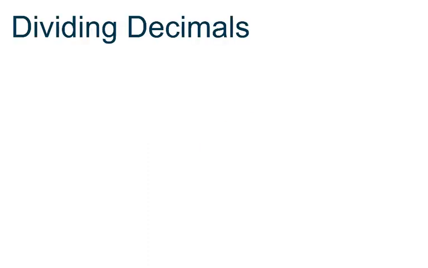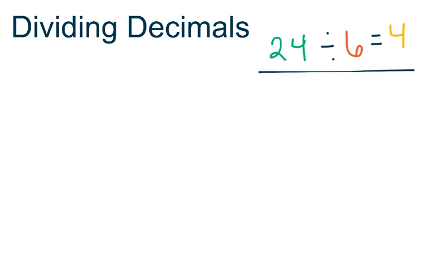Before we go into dividing decimals, let's just take a step back to review some division terms and long division procedures. Here we have the problem 24 divided by 6 equals 4. The number 24 is what we call the dividend. That's the number that's being divided or broken up into parts.